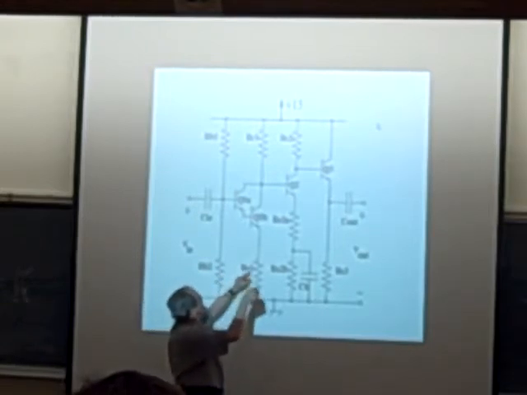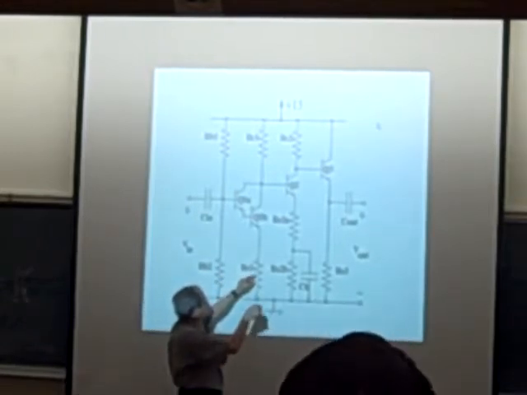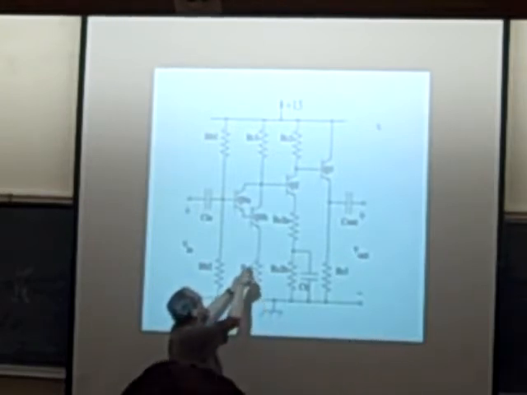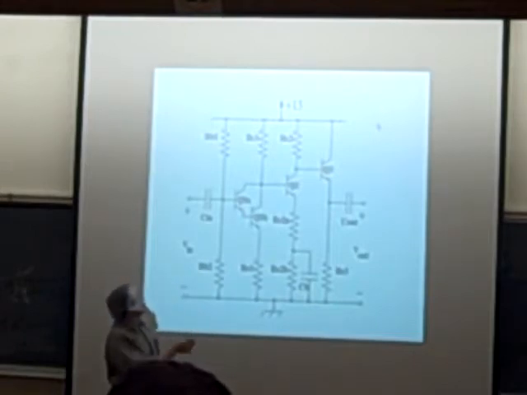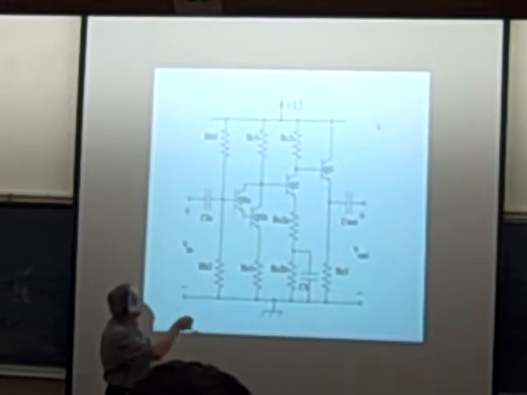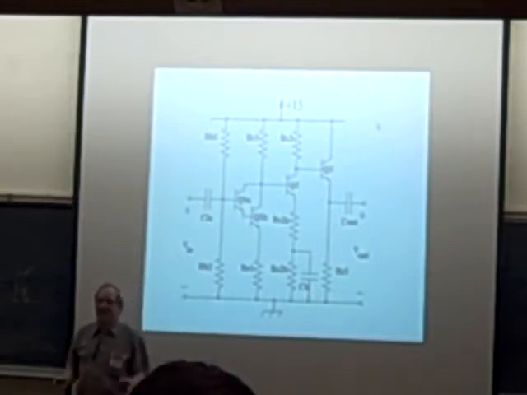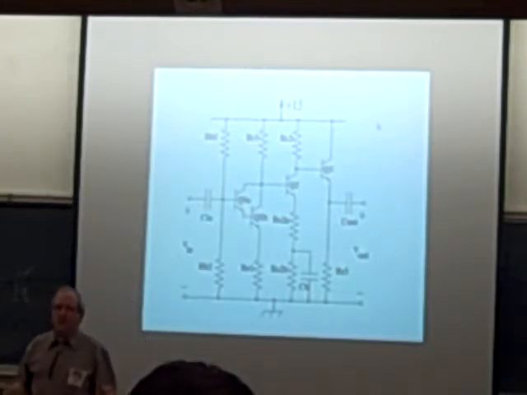Then a similar thing happens here, but since this is incrementally shorted, then I know it's the ratio of this resistance to this resistance. So the total gain of this amplifier is RC2 over RE2B times RC1 over RE1. Okay? That's what an expert does. There's no equations.